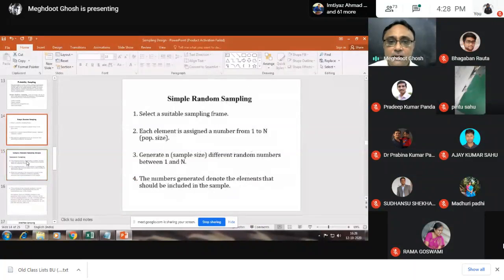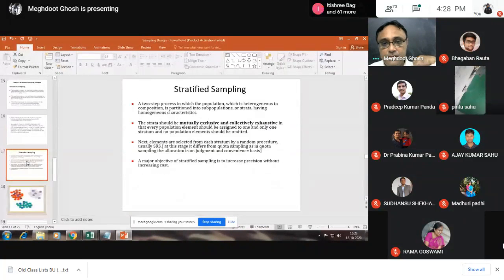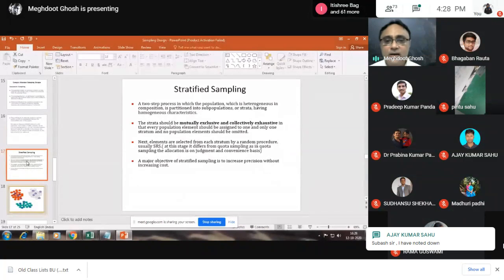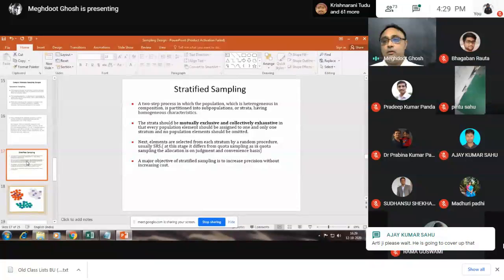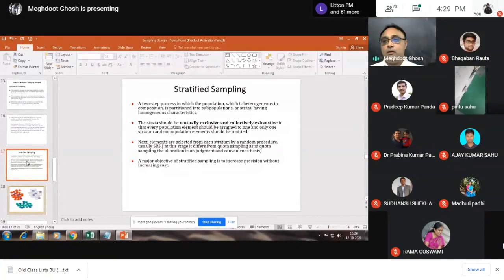Okay. Next, let us come to stratified sampling. What is stratified sampling? As I told you, in quota sampling you are divided into different groups, and from the groups you are separately doing the sampling, right? You are not selecting individually or randomly from the population. Rather, the entire population is divided into different groups or different levels, and if you add these groups, you will get the entire population.